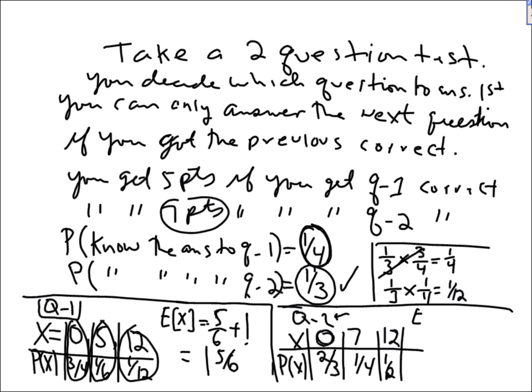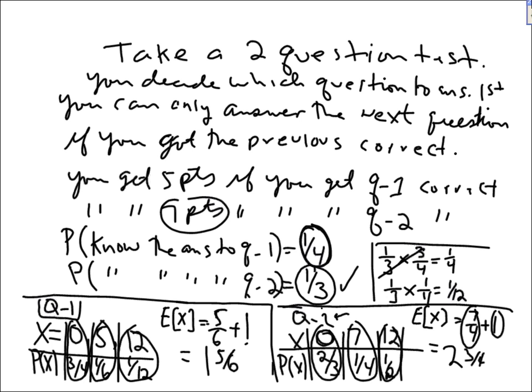Okay, so E of x will simply be this product, which is 0, plus this product, which is 7/4, plus 12 times 1/12, which is 1. So you're going to get, remember, this is 1 3/4, plus another 1. You get 2 3/4. And remember, the original question was to maximize your points. Which question should you do first?